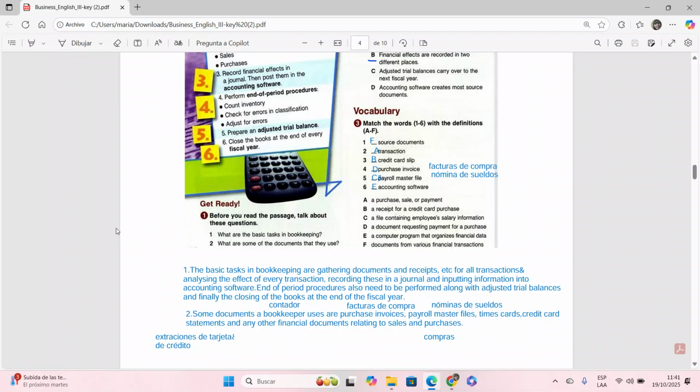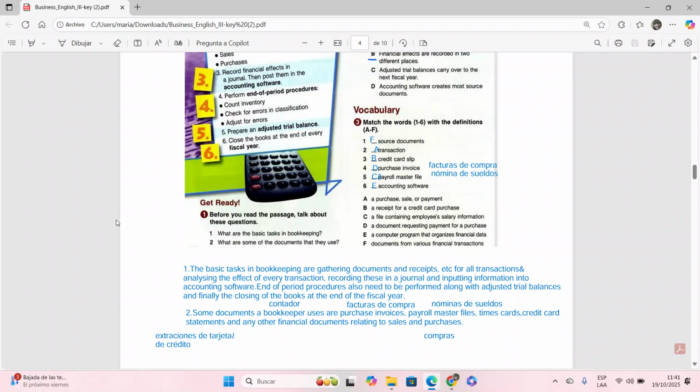2. What are some of the documents that they use? Some documents a bookkeeper uses are purchase invoices, payroll master files, time cards, credit card statements, and any other financial documents relating to sales and purchases.